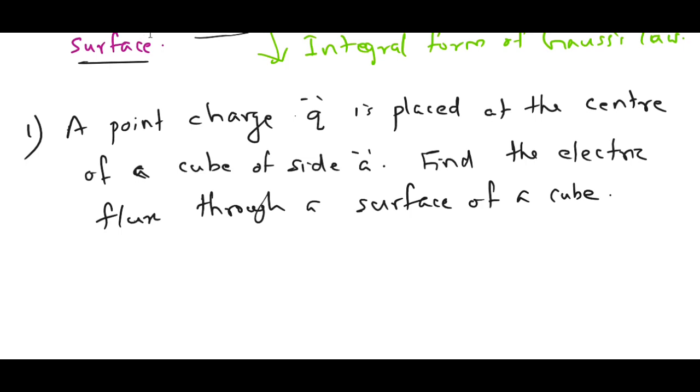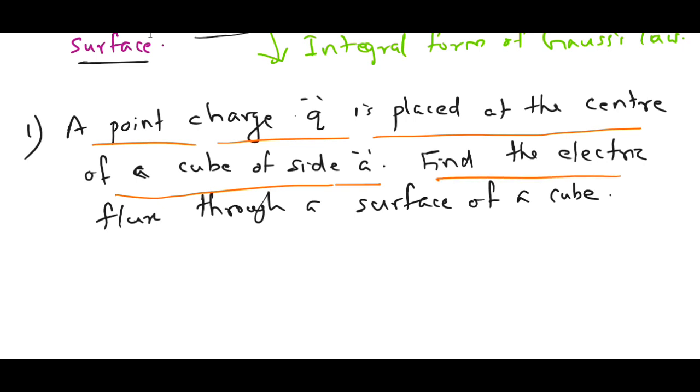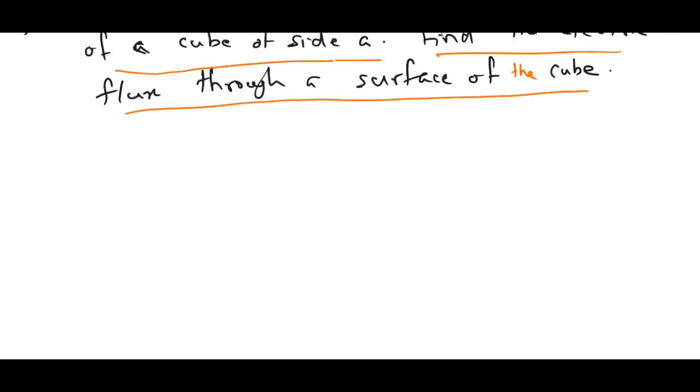Here the first question is one. A point charge Q is placed at the center of a cube of side A. Find the electric flux through a surface of the cube. That is, we have one cube. There is a charge kept at the center. Now we have to calculate the electric flux through a surface of the cube. That surface is this one.